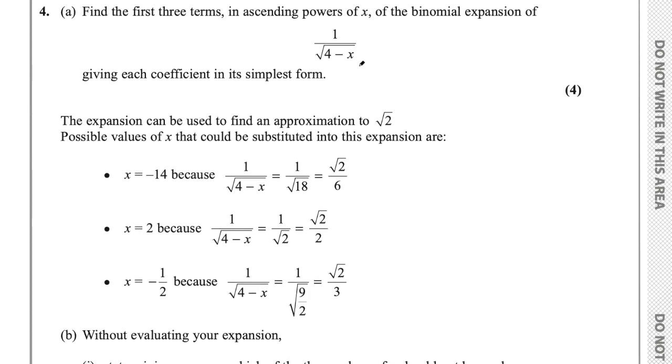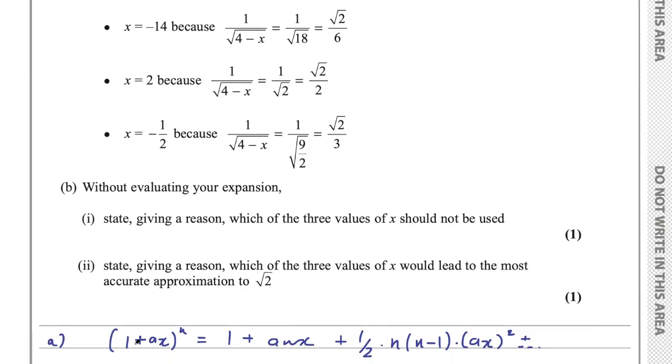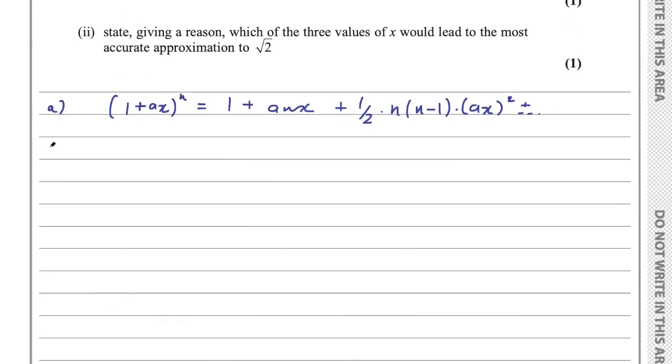But now we need this expression, 1 on root (4 take x), in the form 1 plus ax. So let's see if we can simplify it down into this form. The first thing I would do is write it slightly differently. The square root of 4 take x can be written as (4 take x) to the power of a half. If it's 1 over this, it would be (4 take x) to the power of negative a half. And then I want the first number to be a 1, so I could factorize a 4 out of that.